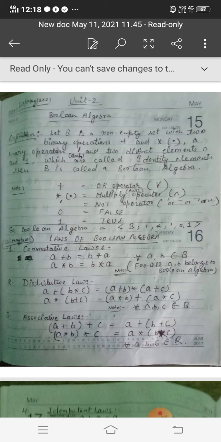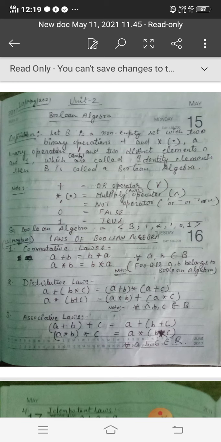0 is equal to false. In truth tables for propositions we use true and false values, but in Boolean algebra we will use 0 for false and 1 for true. So Boolean algebra is equal to, in angular brackets, capital B, which stands for Boolean algebra, comma, plus, comma, star or dot, comma, dash, comma, 0, comma, 1. This is Boolean algebra. Now the next very important topic, students, please learn this.